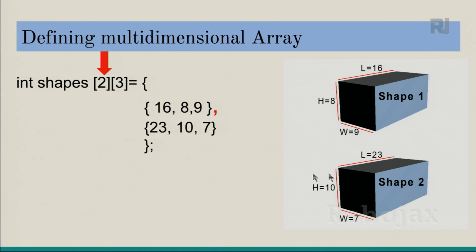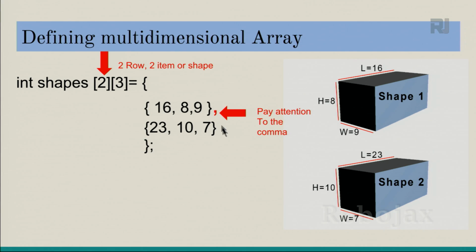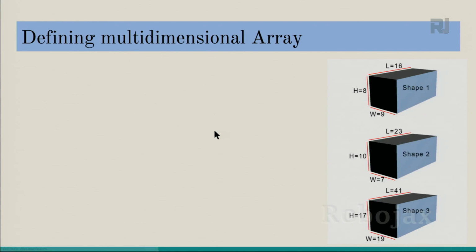In this case we will just add 1 row and 2 rows, and pay attention here that this has changed now to 2. That refers to 2 rows, and 3 means 3 columns. Each row has 3 columns or 3 items. And pay attention to this comma. Now we are separating a group of curly braces with a comma, and we don't have a comma here because this is the last one. And now how about if we have 3 shapes?